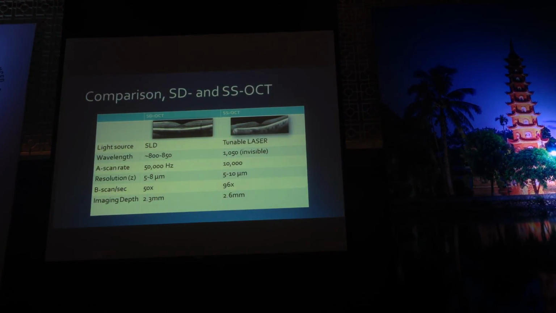Here's a comparison between the SD-OCT and the swept source OCT. The light source is different, the wavelength is different, and the A-scan rate. When you have this kind of longer wavelength, you don't need a higher A-scan rate for the scanning. In terms of resolution, the SD-OCT and the swept source OCT are not much different. You have the same kind of quality of resolution, but you can visualize the choroid better with the swept source OCT. That's about it. The image depth is about the same.